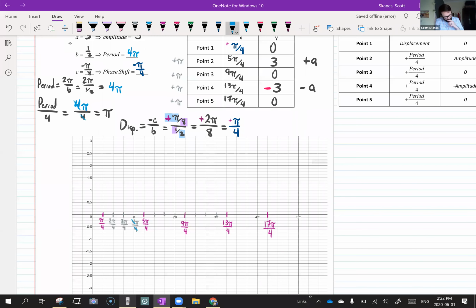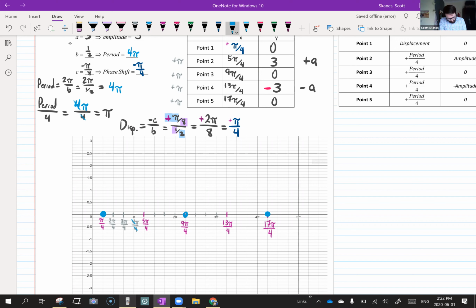First point, pi over 4 and 0. It's right here. I'm going to show you a trick. Put in your last point. So your last point is 17 pi over 4 and 0. It's this one. And now just go halfway between them. You can count or whatever, well, we already have our numbers there. You can just look and get perfectly halfway.